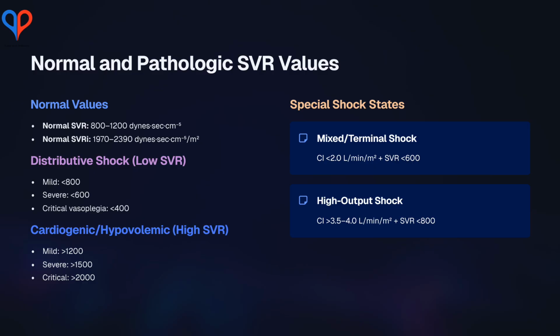Mixed or terminal shock appears when cardiac index is low and SVR is also low, signaling catecholamine exhaustion and end-stage physiology. High-output shock is characterized by a cardiac index above 3.5 to 4.0 liters per minute per square meter, combined with SVR below 800, the classic distributive pattern.